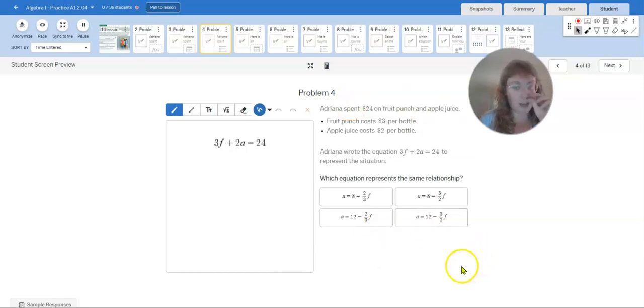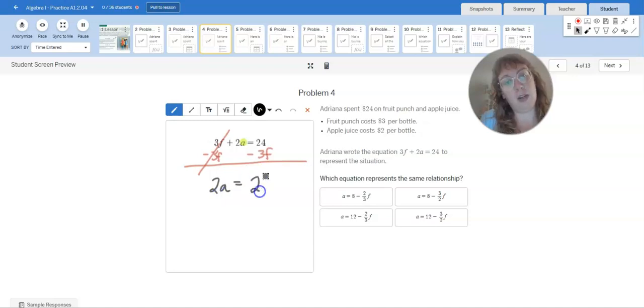Same situation. Adriana wrote the equation here, which represents the same relationship. So it wants us to solve for a, because all of these have a equal, a equal, a equal. So we see where a is here, and we're going to solve for a. To do that, we want to get rid of this 3f term first, so we're going to subtract 3f on both sides, just moving it to the other side. 3f minus 3f is 0. So we have 2a equals 24 minus 3f.